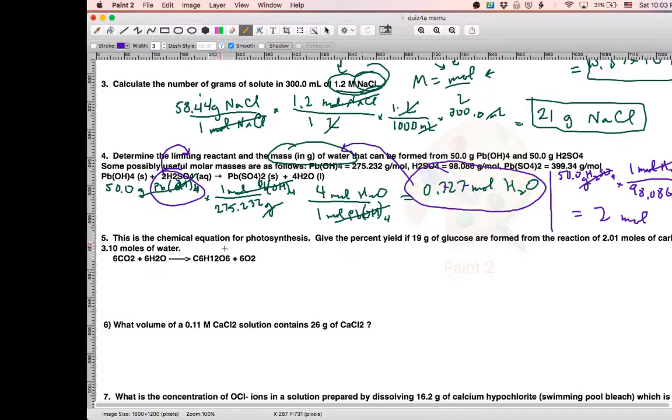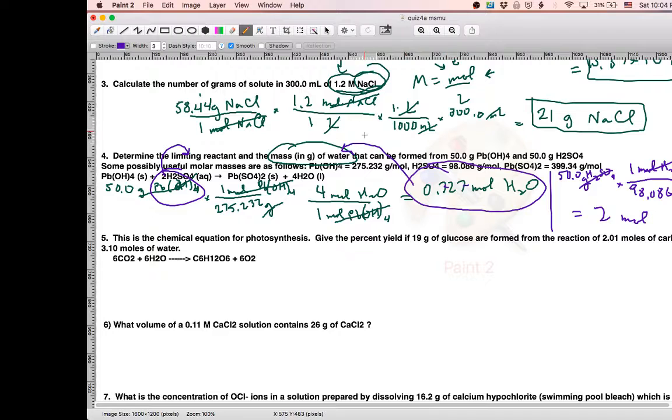Next problem. This is the chemical equation for photosynthesis. What's the real problem? The problem is, give the percent yield if you get 19 grams of glucose from 2.01 moles of carbon dioxide and 3.1 moles of water. This is a percent yield question, but it is actually a limiting reactant question disguised as a percent yield question. Don't worry. The wording of the question on the quiz is very similar to the wording that I've got here. They use a different chemical equation. It's not photosynthesis, but the wording is the same. So there will be no surprises.